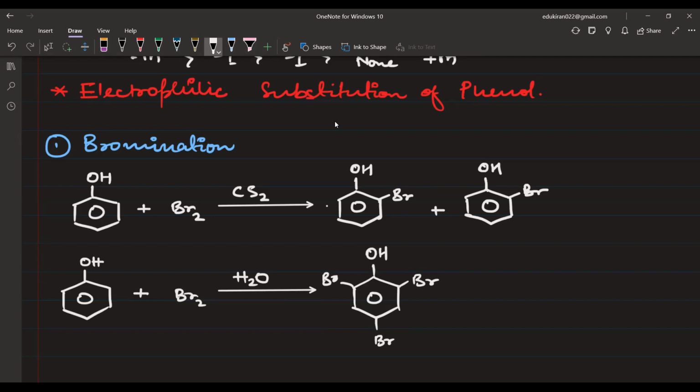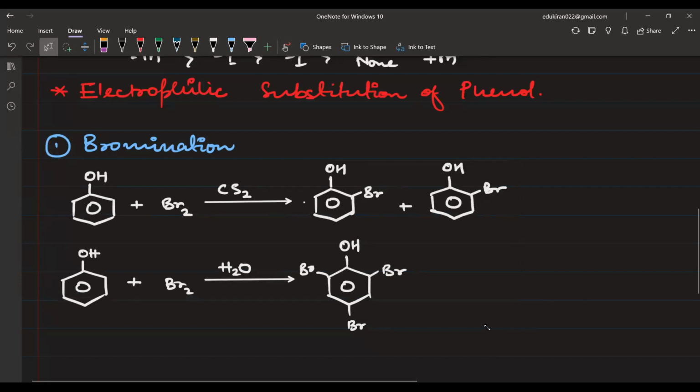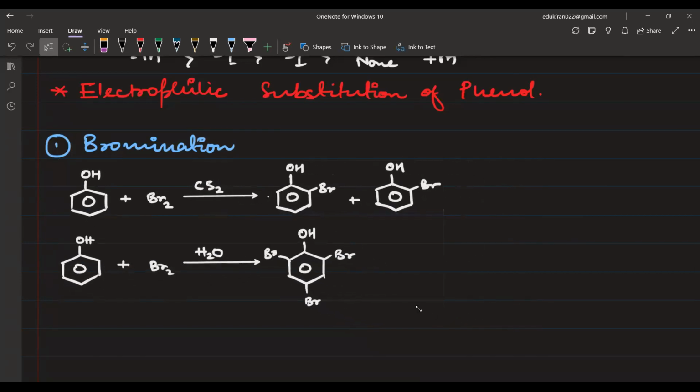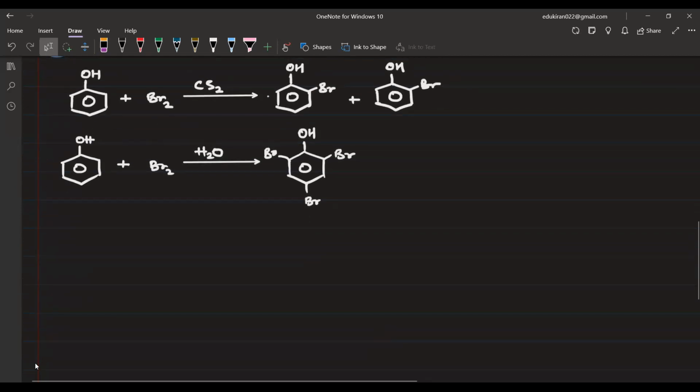Now, this is about solvent chemistry. The solvent is changing and we are also seeing a change in the product. And why is this happening? We'll write in a note. So please write this with me.